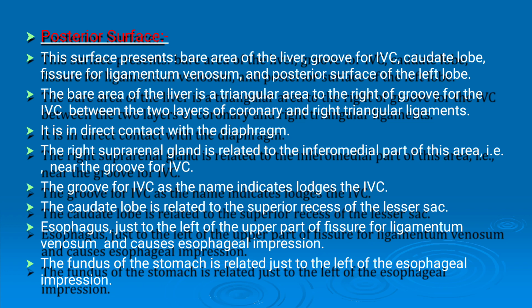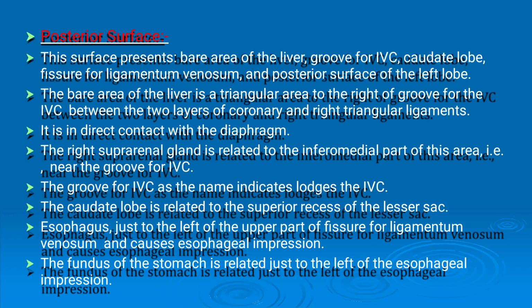The right suprarenal gland is related to the inferomedial part of this area, near the groove for the inferior vena cava. The groove for the inferior vena cava, as the name indicates, lodges the inferior vena cava. The caudate lobe is related to the superior recess of the lesser sac, just to the left of the upper part of the fissure for the ligamentum venosum, and causes the esophageal impression. The fundus of the stomach is related just to the left of the esophageal impression.